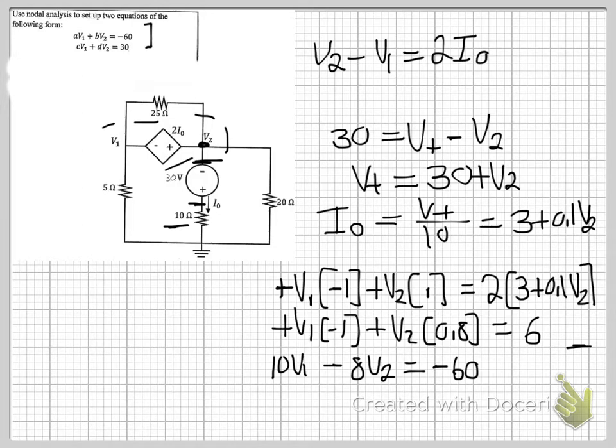For the second equation, we need to do the supernode equation. So starting by looking on this side, you've got V1 over 5, and then you've got V1 minus V2 over 25.